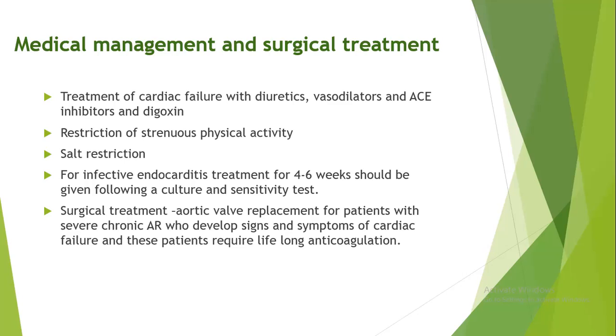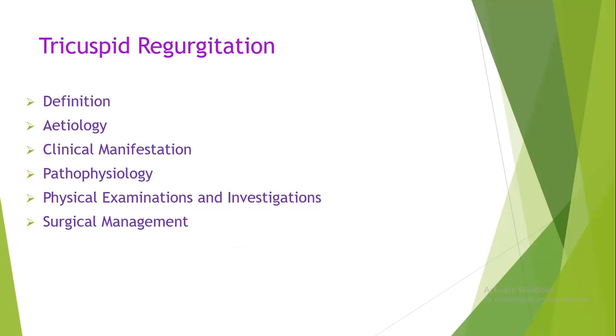For infective endocarditis, the patient will have to be on 4 to 6 weeks of treatment following a culture and sensitivity test. Surgical treatment involves aortic valve replacement for patients with severe chronic aortic regurgitation who develop signs and symptoms of cardiac failure, and these patients require lifelong anticoagulation. So I will be focusing on tricuspid regurgitation, following through.